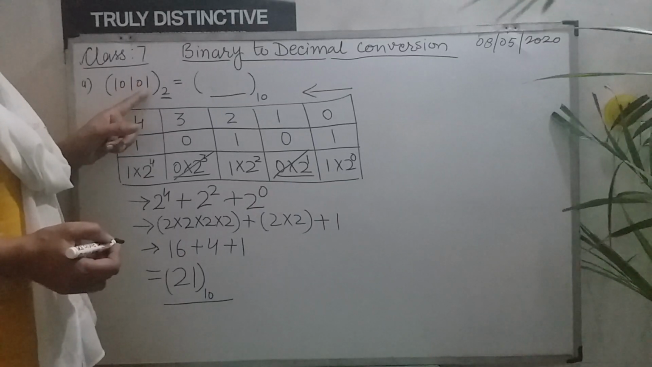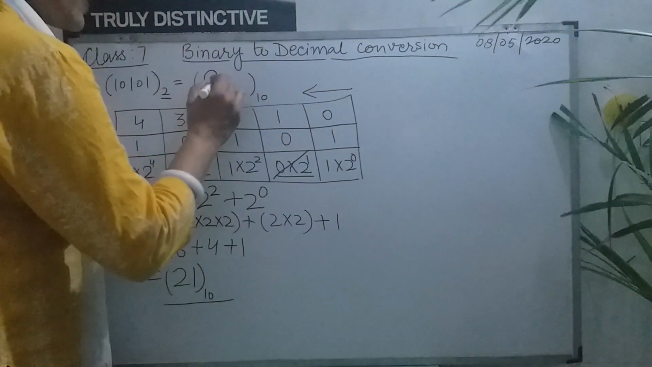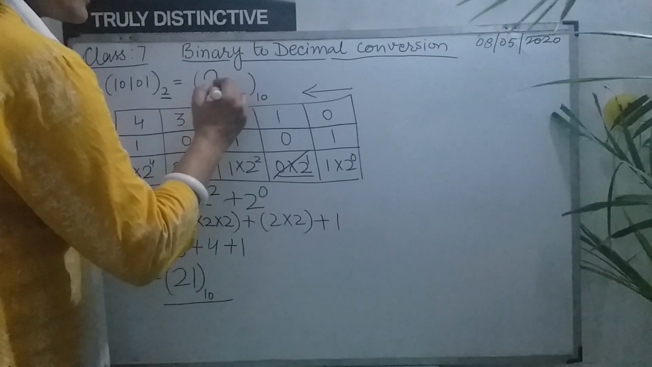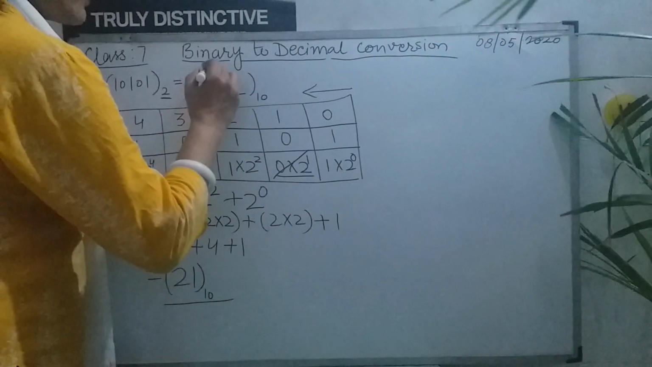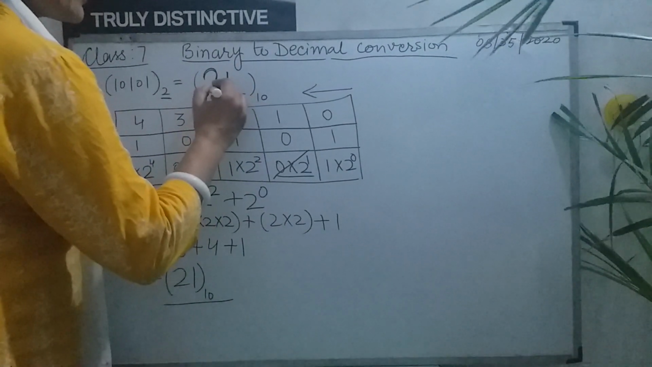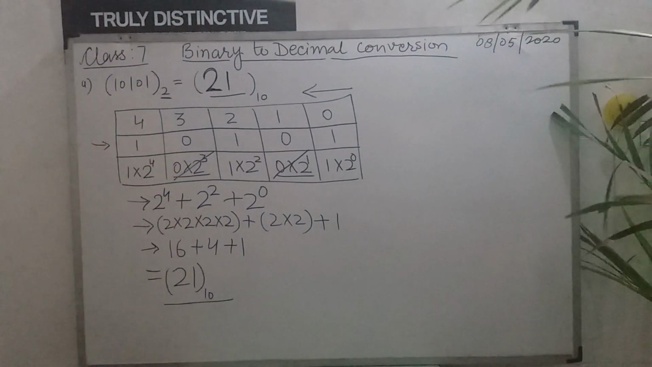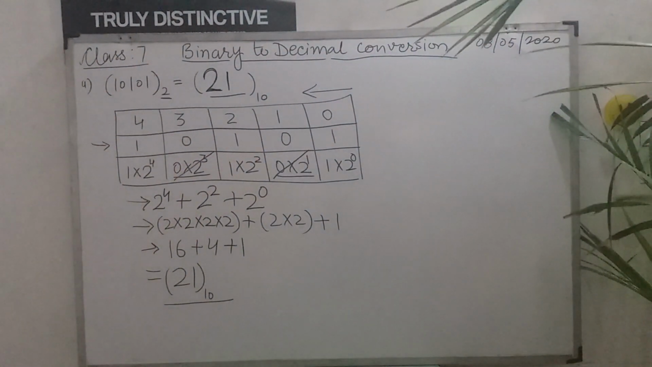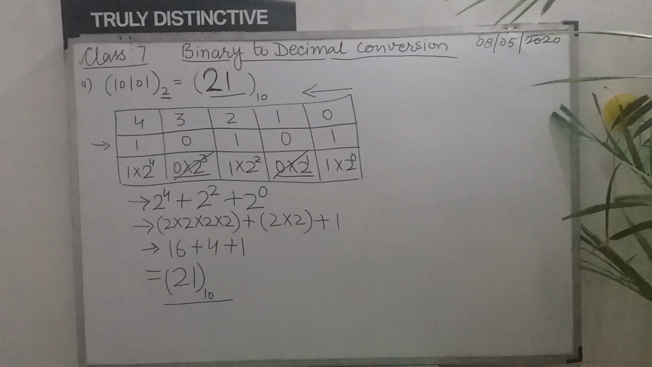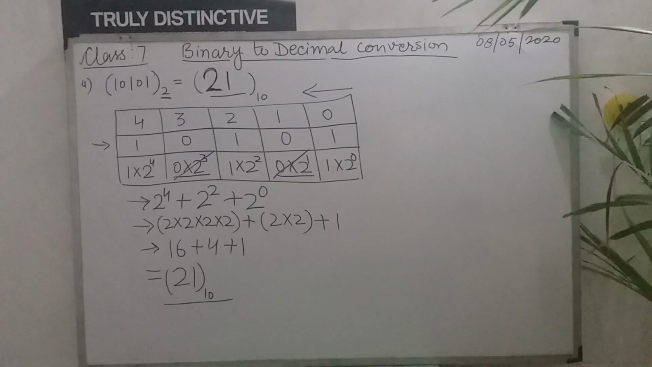So the number which is written here, 10101, is a binary number and its equivalent decimal number is 21. Got it, students? It is quite simple. We will take one more example.